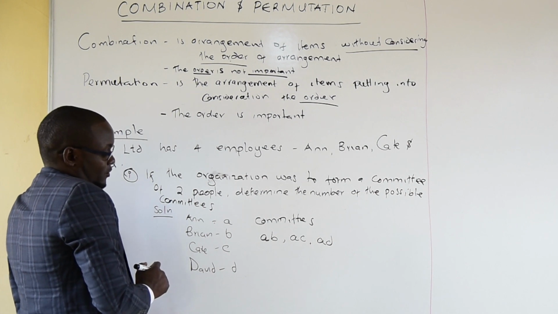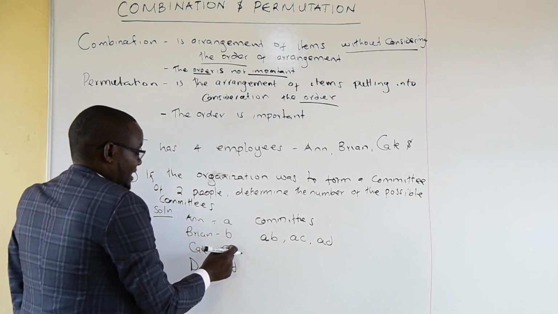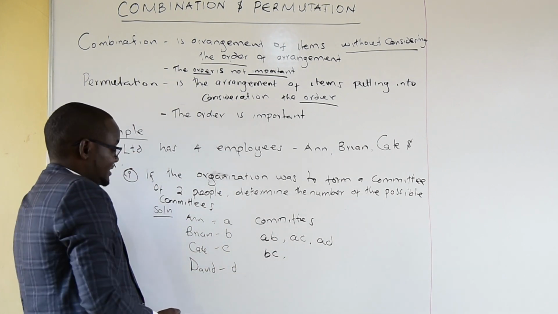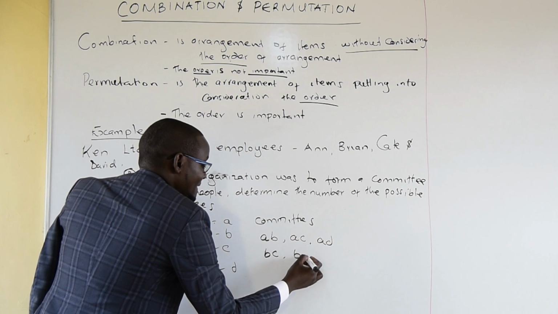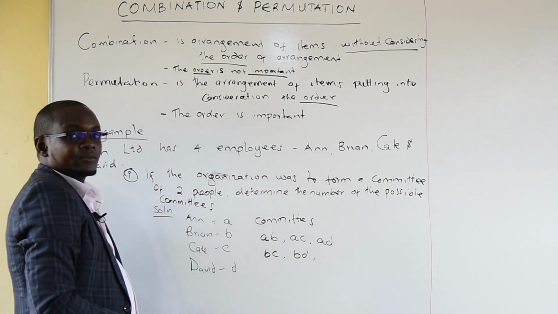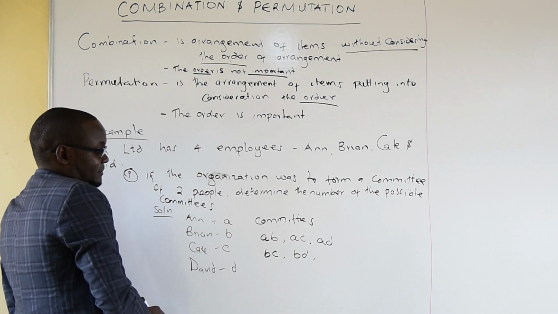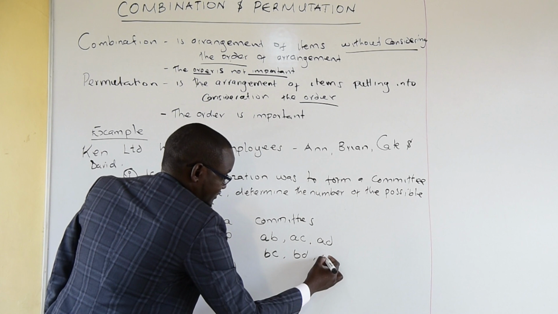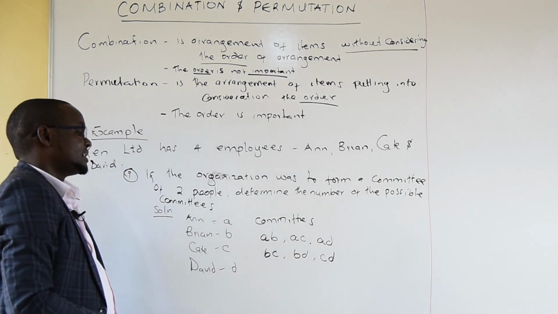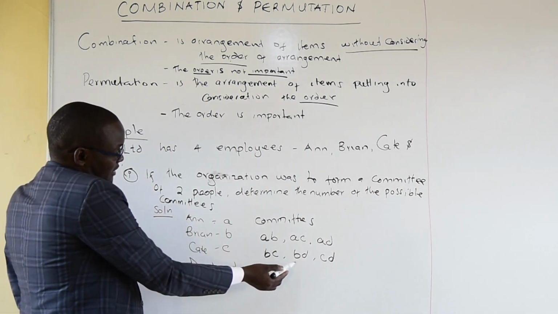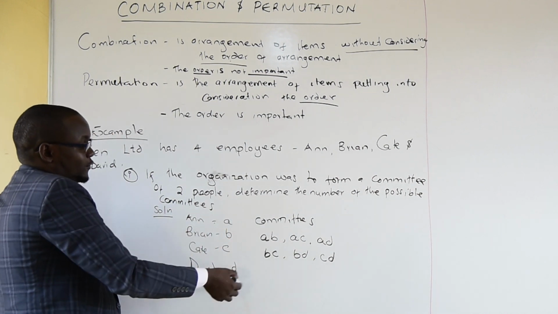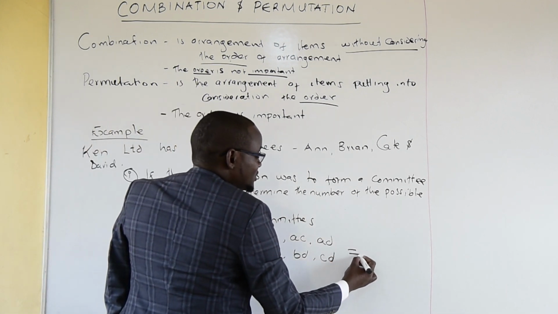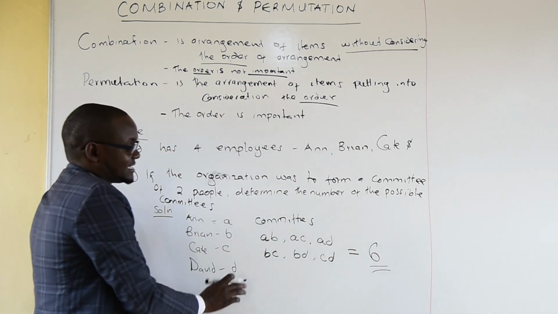We can form another committee of Brian and Kate. I can also form another committee of Brian and David. Then I can also form another committee of Kate and David. In total, the committees you can form are 6.